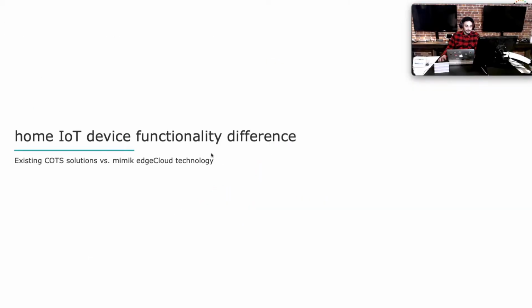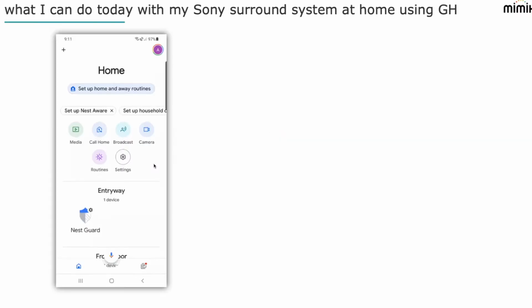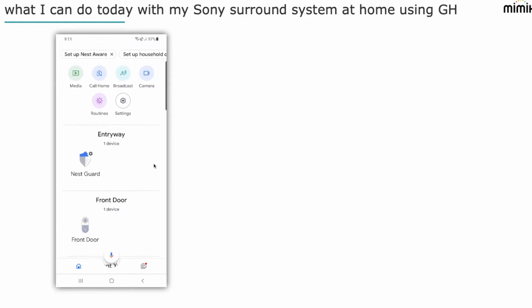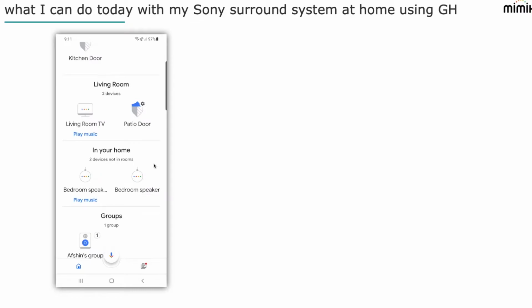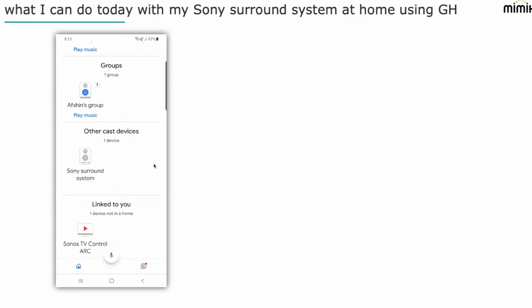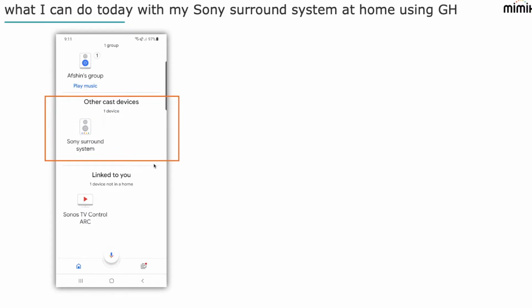Now let's look at the functionality differences between existing solutions and Mimik Edge Cloud. So here we have a real setup that a colleague uses at their home with the Google Home application. We will scroll through this application to see what devices he has set up. So we see he has a couple of locks, a couple of displays, and some speakers in various rooms around the house. We'll look at the Sony surround sound system.